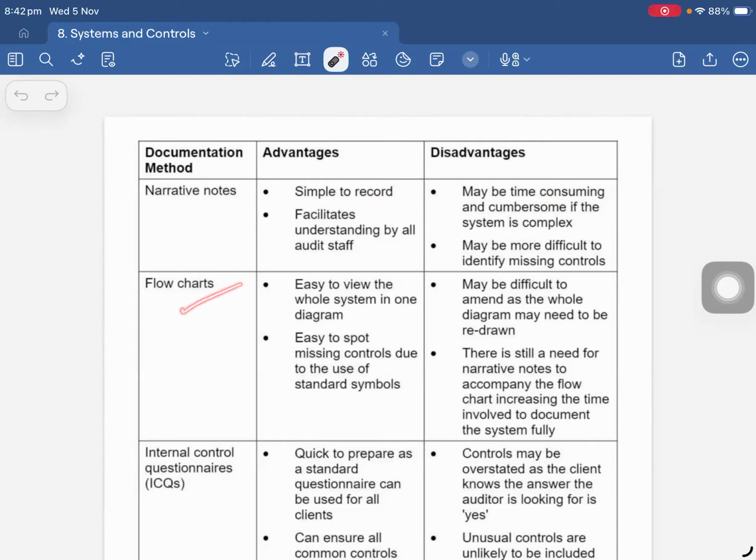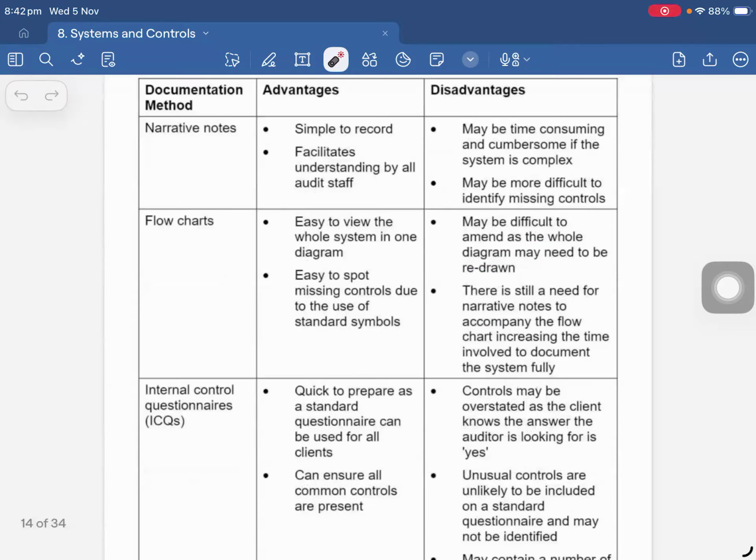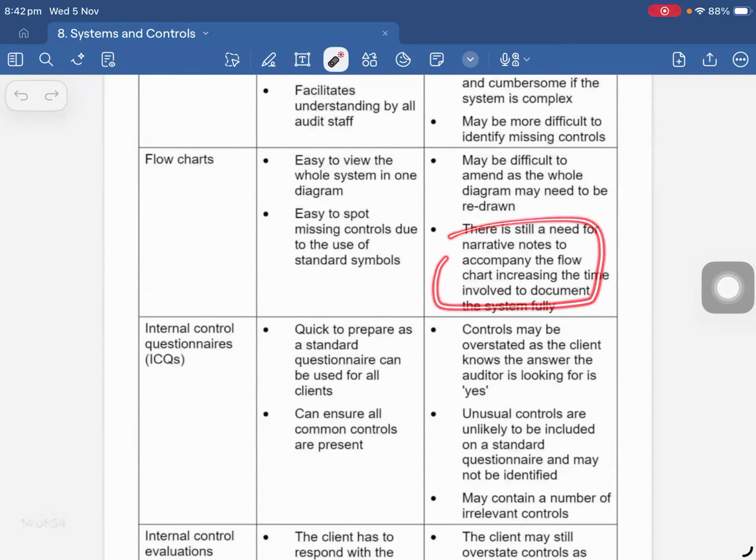Now, flowcharts. If you see the diagram, it is very easy to identify and understand controls. And you can also simply detect which controls are missing in the organization. Disadvantages: in order to amend a certain thing, you have to change the whole graph. So it is a very difficult process. Even if there is a flowchart, you might need brief notes to explain what the chart actually means, right? So it is double work.